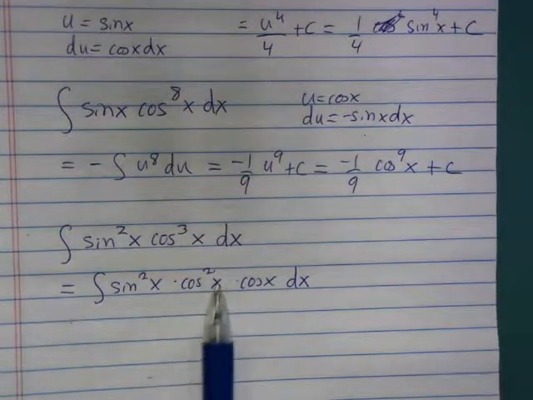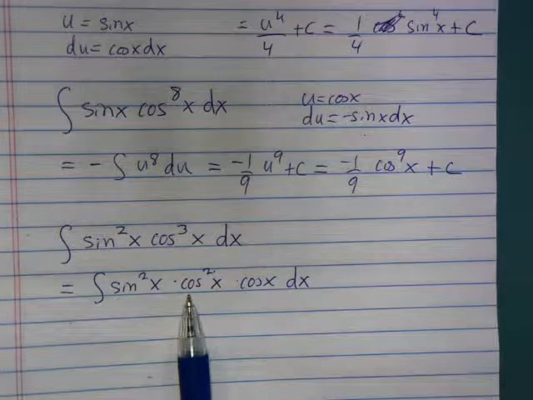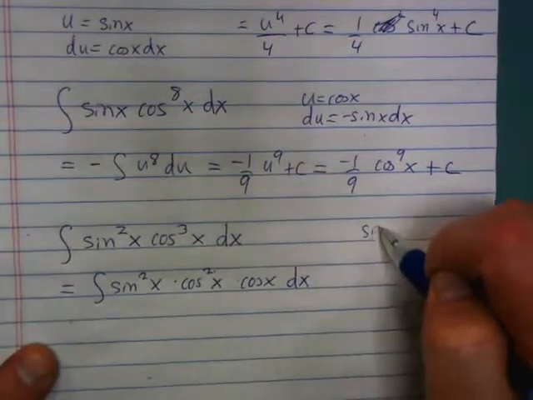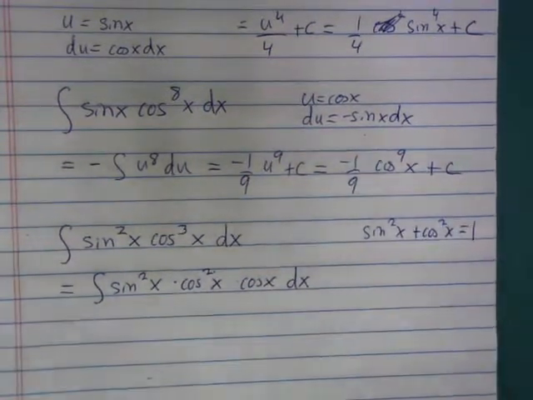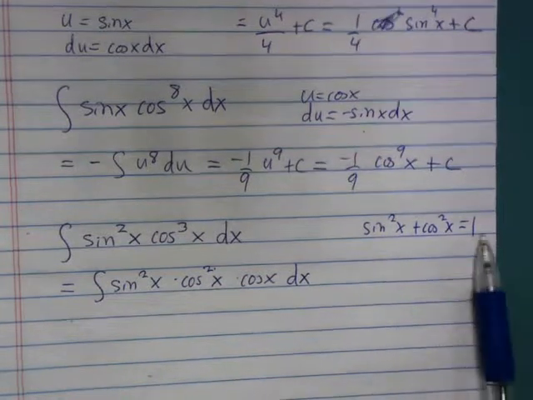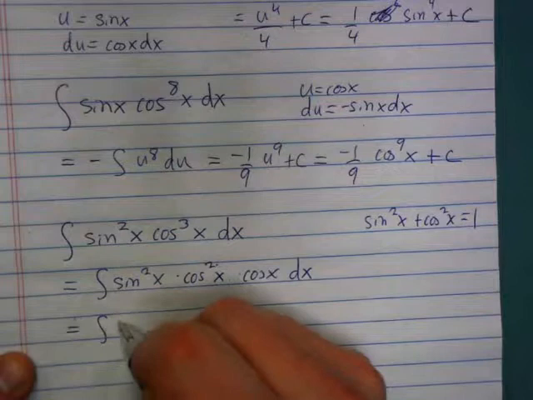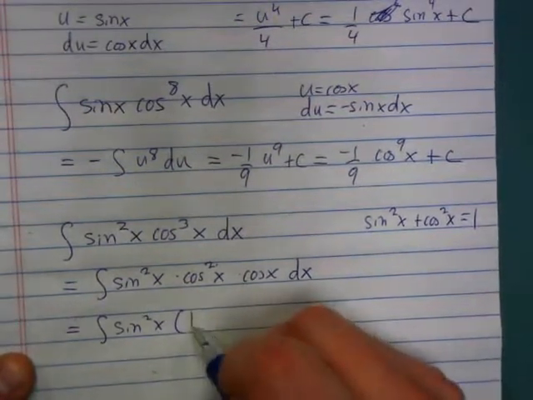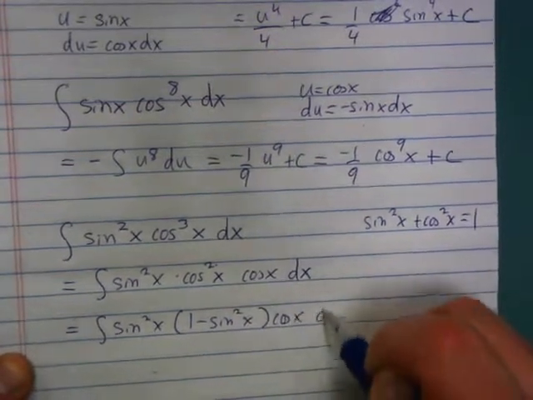There's a famous identity that involves cosine squared. What's the famous identity that involves cosine squared? Very good. It's usually written this way: sine squared x plus cosine squared x equals 1. But you're absolutely right, I can subtract the sine squared, and that's what I'm going to do. I'm going to write this as sine squared x, and then cosine squared I'm going to write as 1 minus sine squared x, times cosine x dx.